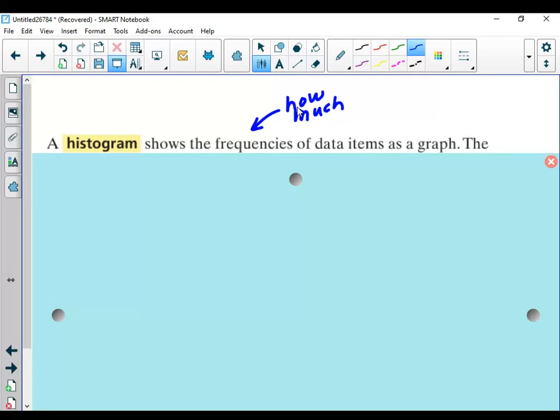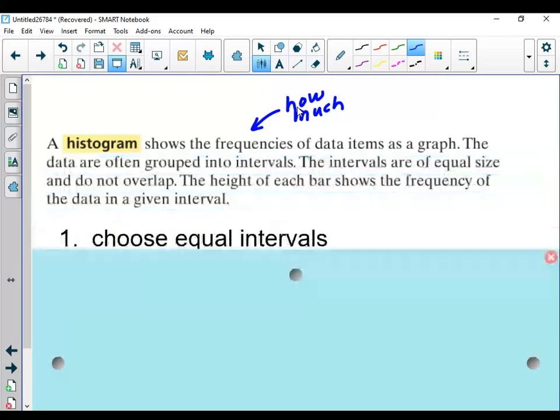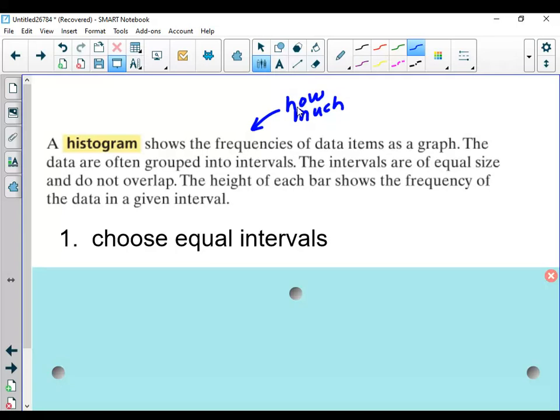And then there's 4 things that we're going to do to make this histogram. Step 1, choose equal intervals. And I'll explain that better in a minute.